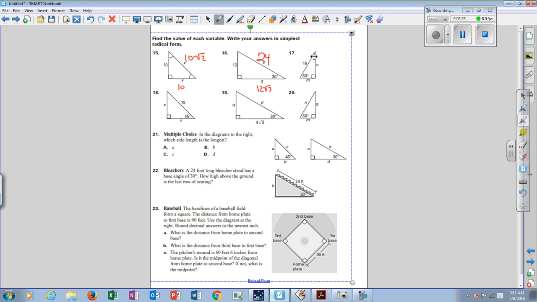Here you have 60, which makes this 30. So side M is your short side. You divide 16 by 2 to get 8 for the short side. Then this is just 8 roots of 3.